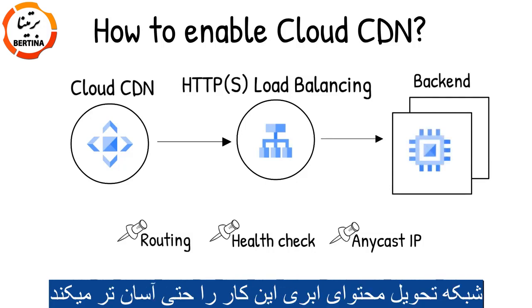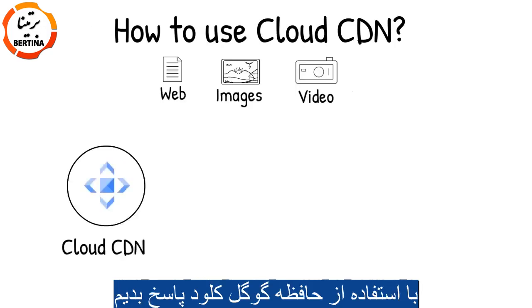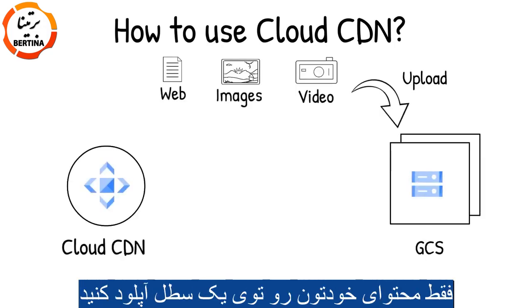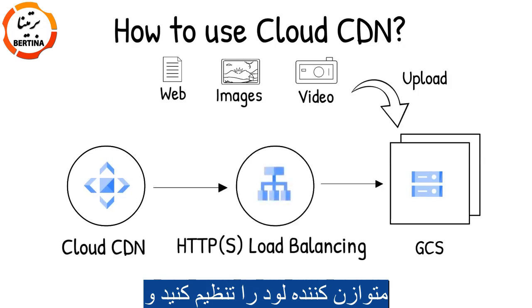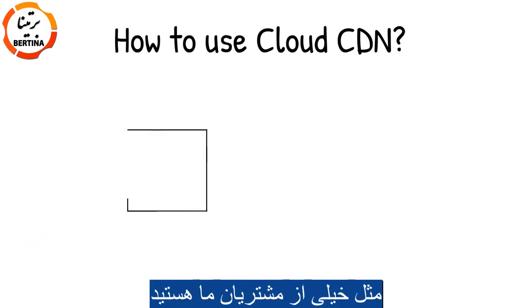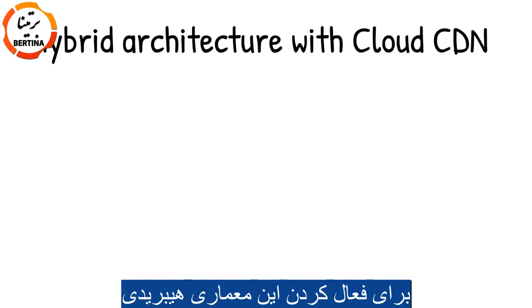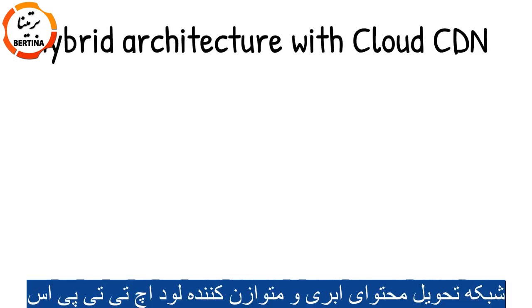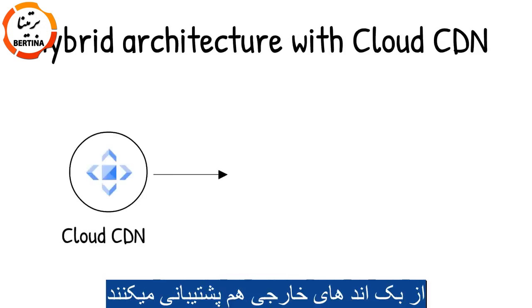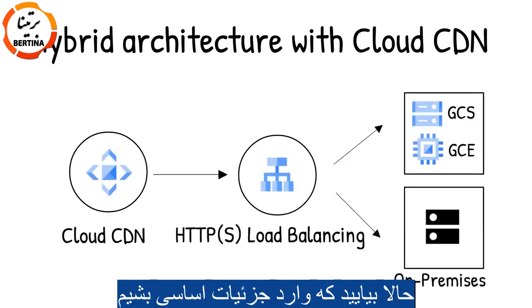Cloud CDN makes it even easier to serve web and media content using Google Cloud Storage. You just upload your content to a bucket, set up load balancer, and enable caching. And if you are like many of our customers, you probably have services that are on-prem or in other clouds. To enable these hybrid architectures, Cloud CDN and HTTPS load balancing also support external backends. Let's get into the underlying details now.